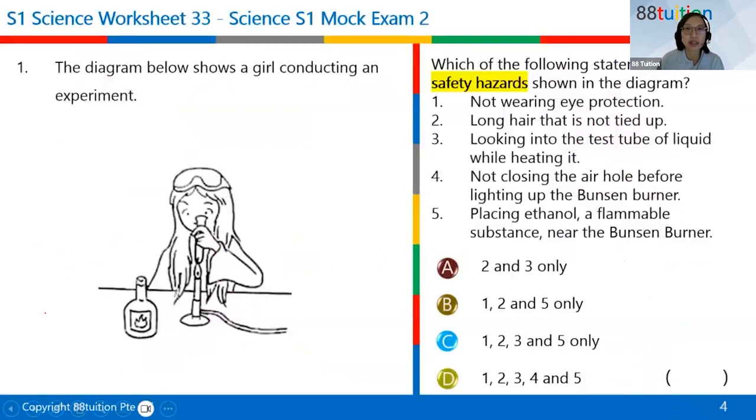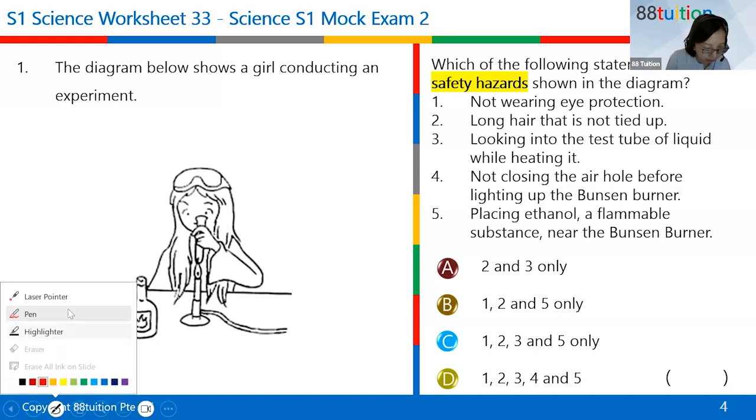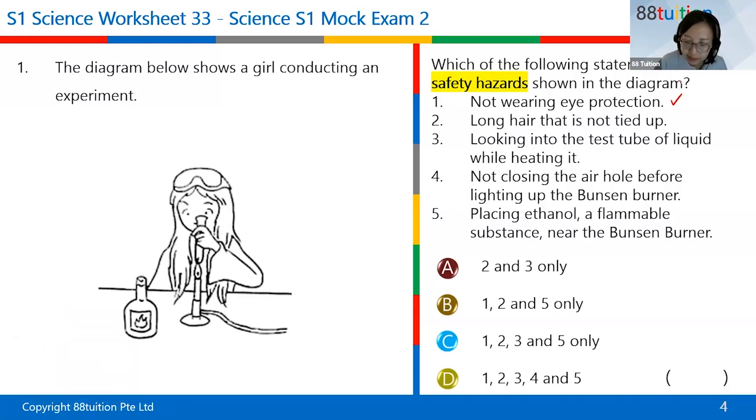Please stop me if you have any questions or type into the chat. All right. So if you don't understand anything, please type into the chat. Don't suffer in silence. So this is a girl conducting an experiment. So which ones are safety hazards? So please always wear your goggles. All right. So these are the safety hazards. So I'm going to put a tick. It is a safety hazard.